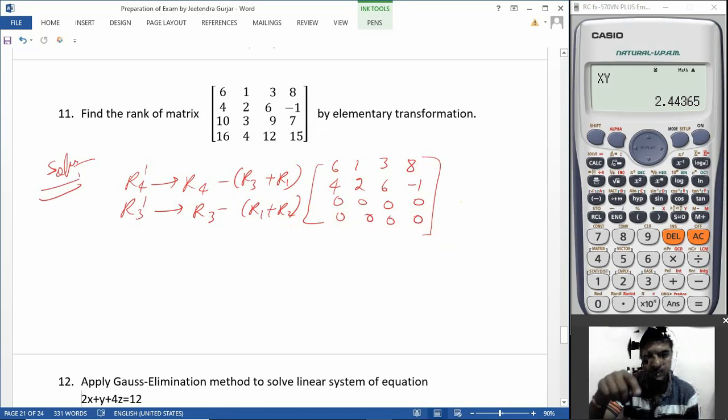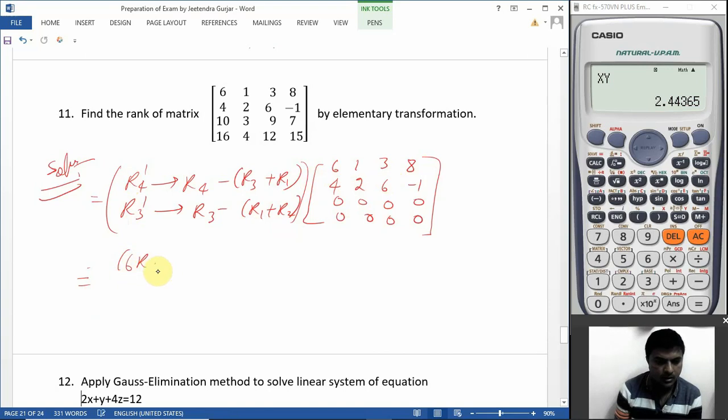No question, your transformation must be right and your calculations must be done properly. This was very easy, 6 marks. 3 marks for the first step, 3 marks for the second step. So marks are distributed in this form. Okay, so we'll go to the next problem.